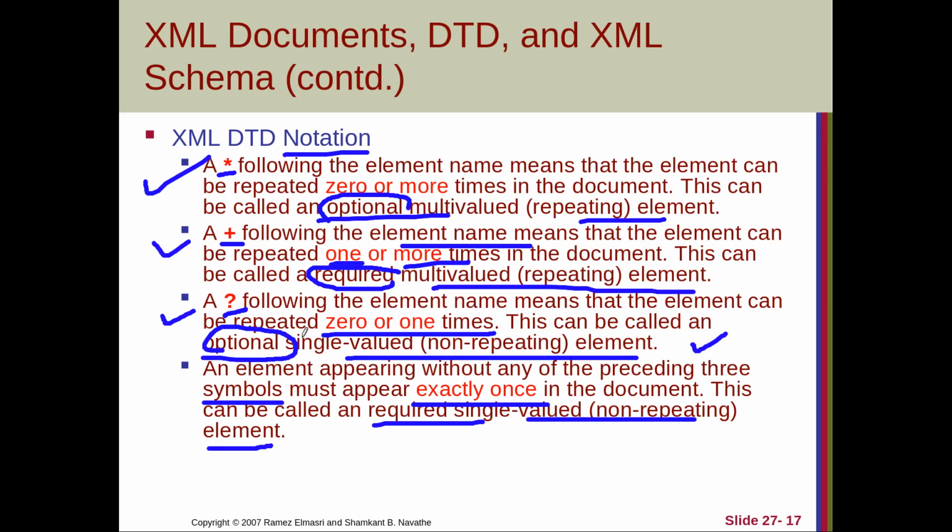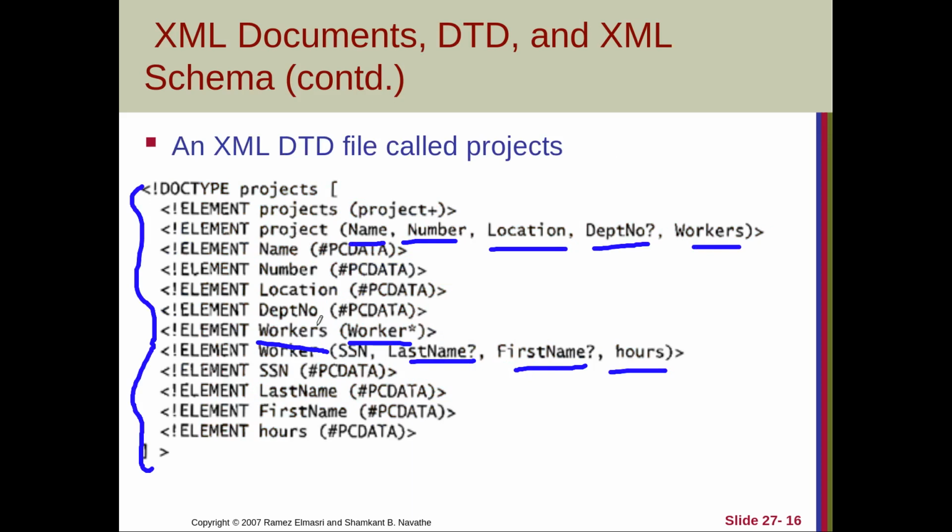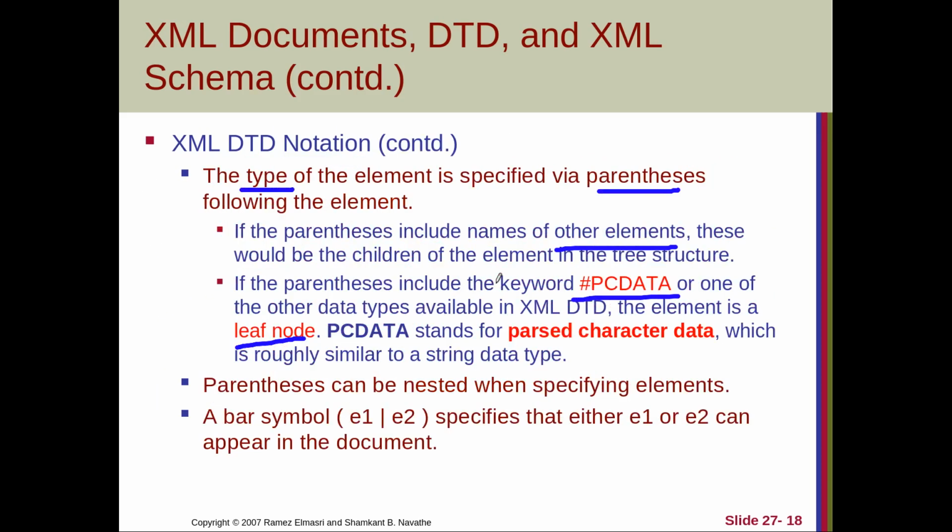For example, here department number is PCDATA. Department number is a leaf node, but for name we are not giving any attribute or property or data type here, so name is further described, where we are providing the type. If a built-in type is provided, it can be called a leaf node of the XML document. Now what is this PCDATA? Once again, PCDATA stands for parsed character data, which is similar to a string data type in other languages.